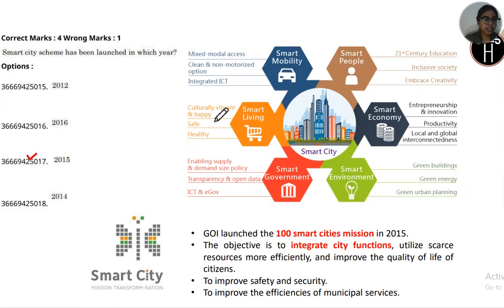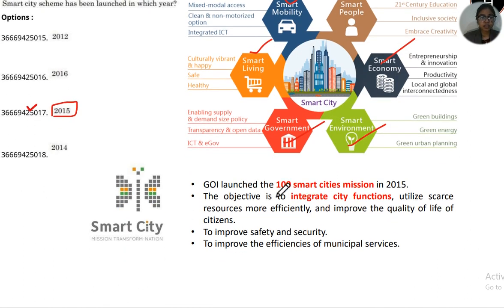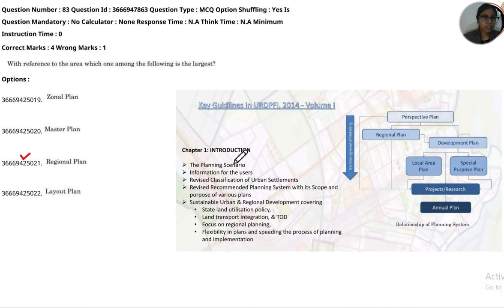Next: the Smart City scheme has been launched in which year? The Smart City scheme was launched in 2015, covering smart mobility, smart living, smart governance, smart environment, smart economy and smart people. This is not that important for you. The important thing is that under the Smart City Mission we have 100 smart cities. The objective was to integrate city functions, utilize scarce resources more efficiently, improve the quality of living, and improve safety and security.